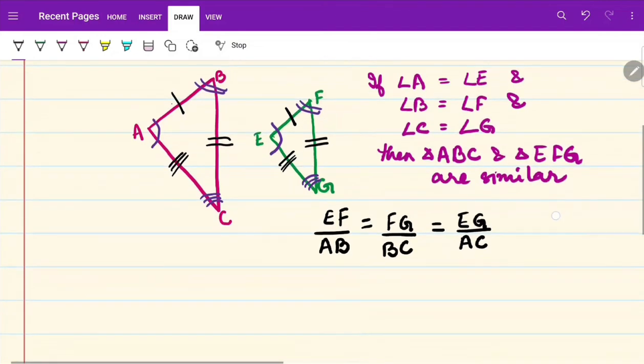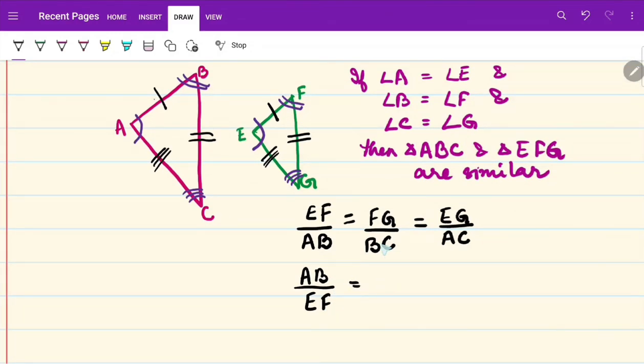But one other thing is we can also write this proportion as AB over EF. We can switch the numerator and the denominator, putting the sides of the bigger triangle in the numerator and the sides of the smaller triangle in the denominator. So we can write it as BC over FG equals AC over EG. They mean the same thing. We can write it in both ways and it'll mean the same thing.